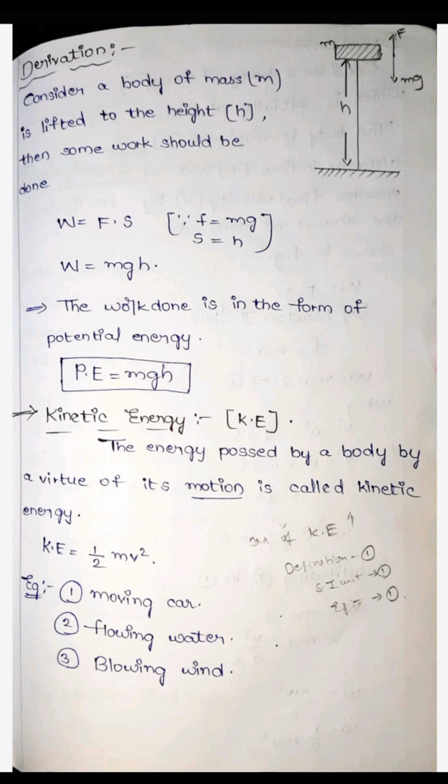We go to kinetic energy. Kinetic energy is defined as the energy possessed by a body by virtue of its motion. That means kinetic energy depends on its motion, as potential energy depends on its position. KE equals half mv square. Examples of kinetic energy are a moving car, flowing water, flowing wind. These are the definition and examples of kinetic energy.